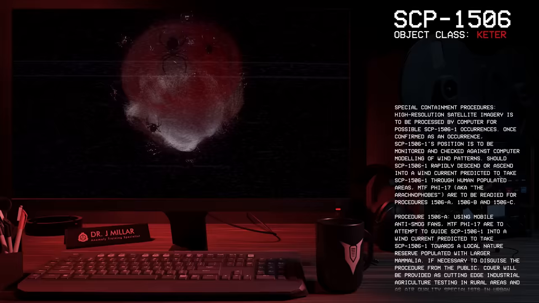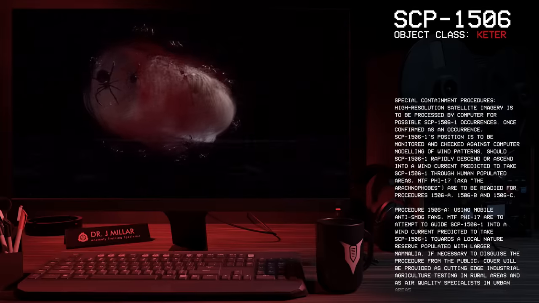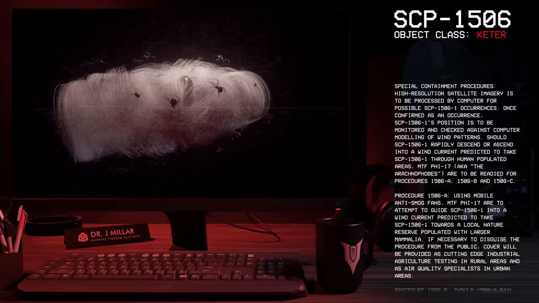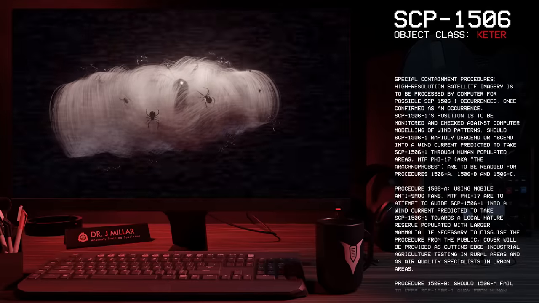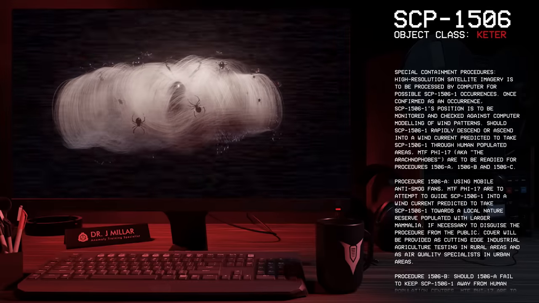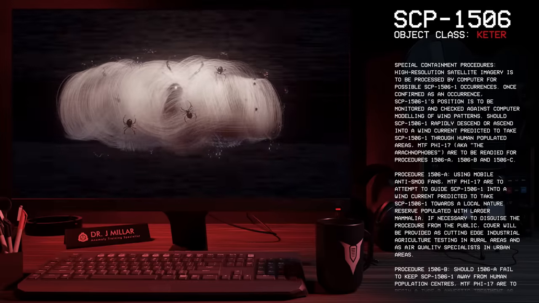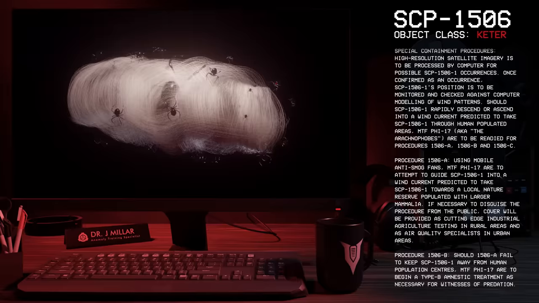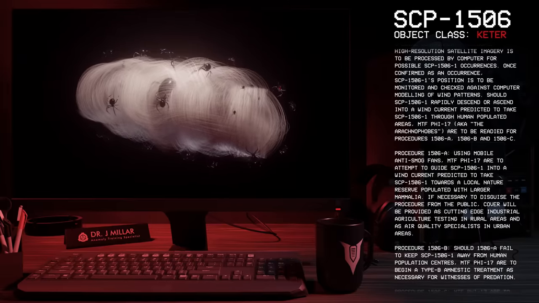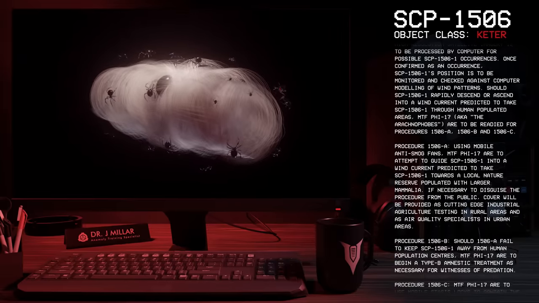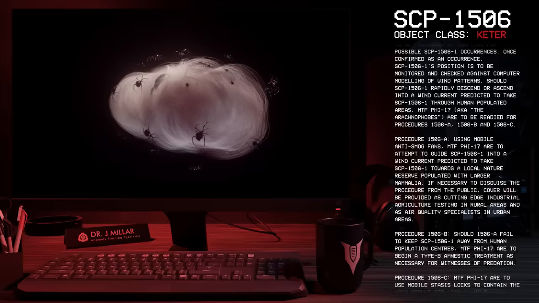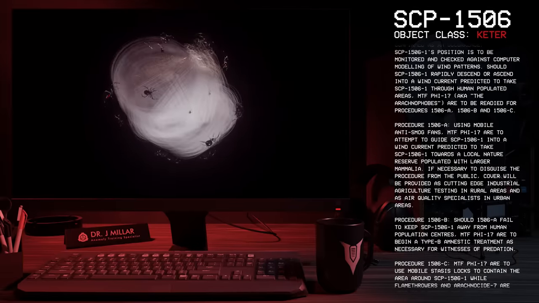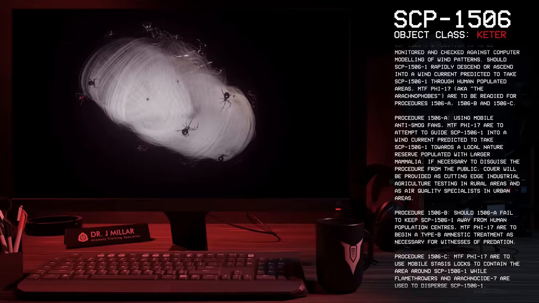Procedure 1506-A. Using mobile anti-smog fans, Mobile Task Force Phi-17 are to attempt to guide SCP-1506-1 into a wind current predicted to take SCP-1506-1 towards a local nature reserve populated with larger mammalia. If necessary to disguise the procedure from the public, cover will be provided as cutting-edge industrial agriculture testing in rural areas and as air quality specialists in urban areas.